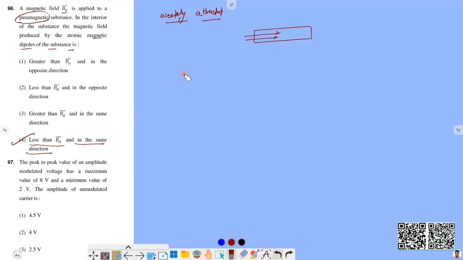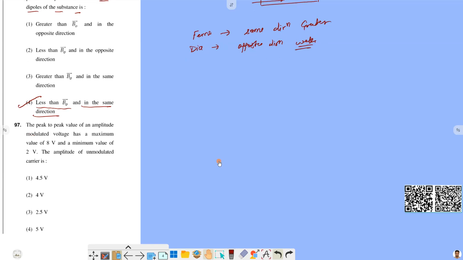Now if the same question comes with ferro, then this will be in the same direction, and we can say greater than the applied field. And if it comes with diamagnetic, then it will be in the opposite direction and weak, because it is repelled. So with this, let's move to the next one.